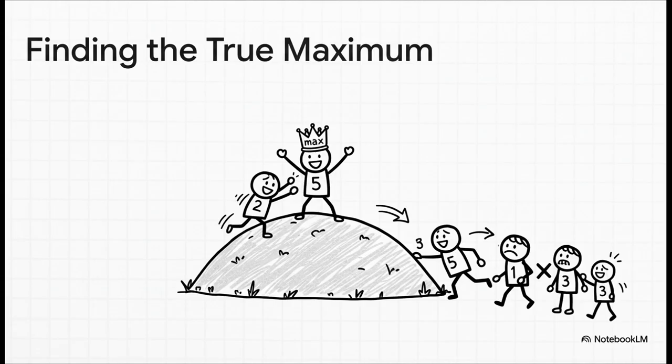Then, this loop takes over. It goes through every single other kid, and if it ever finds a kid with more candies than our current max, it just updates max to that new, higher number. By the end of this loop, max is absolutely guaranteed to hold the true maximum value from the whole list.